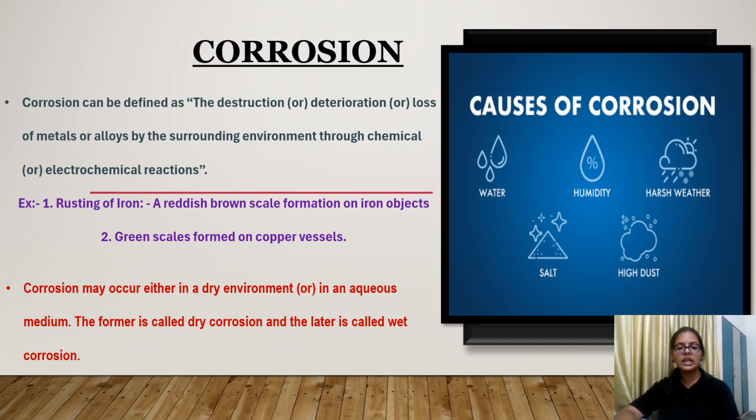Corrosion may occur either in dry environment or in an aqueous medium. The former is called as the dry corrosion and the latter is called as the wet corrosion. Causes of corrosion are water, humidity, harsh weather, salt, and high dust.